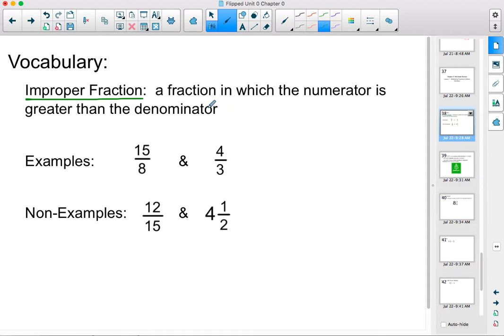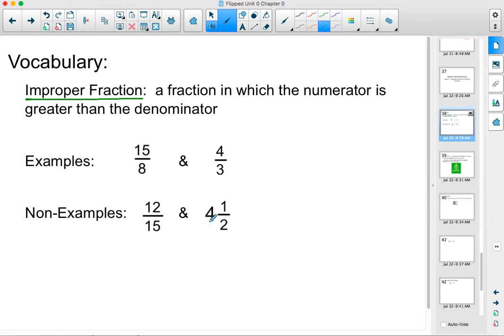An improper fraction is a fraction in which the numerator is greater than the denominator. So our examples here are 15/8 and 4/3. Numerator is bigger than the denominator. Our non-examples are 12/15 because the numerator is smaller than the denominator. We call that a proper fraction.